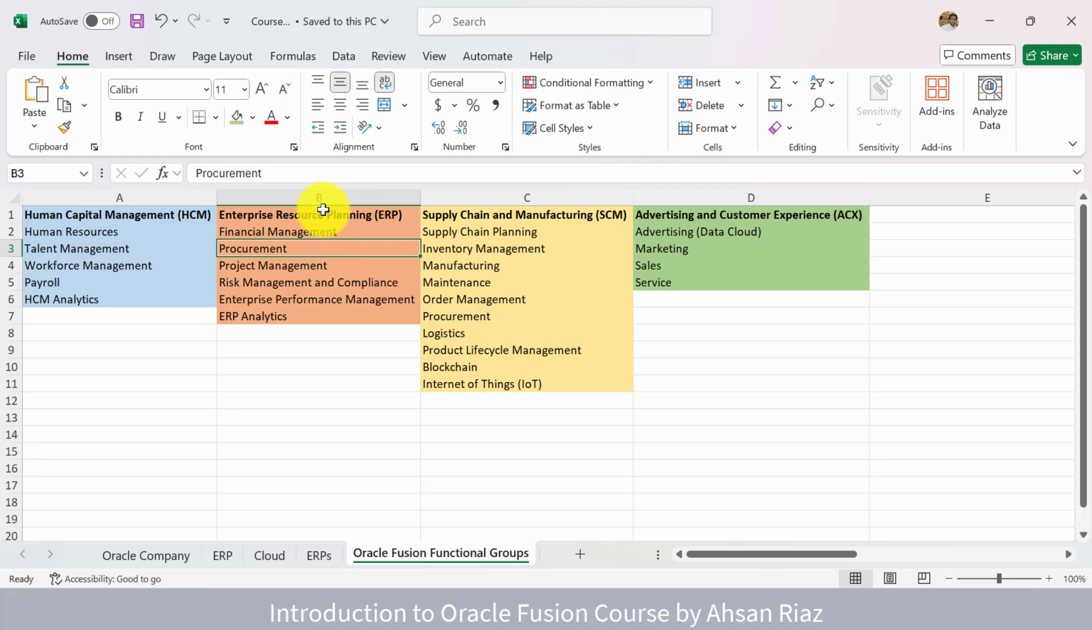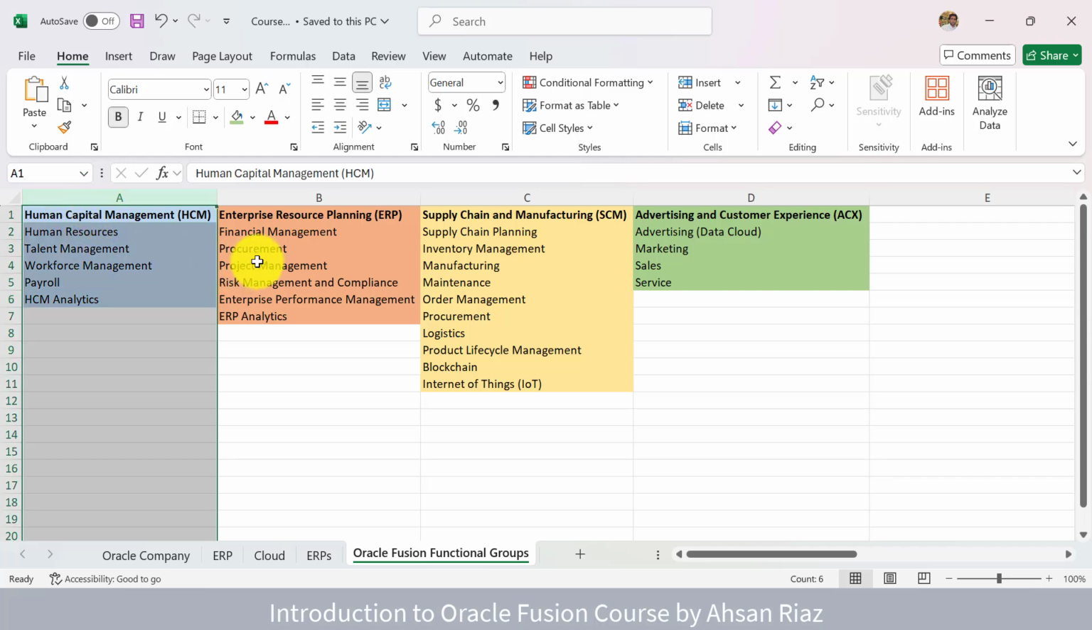Financial management is mostly to do with all the things related to finances. And anything to do with HR, they call it Human Capital Management, from hire to retire, like human resources, talent management, performance management, workforce management, payroll. Analytics means reporting and analytics. So anything to do with the employees, their payrolls, their absence management, resource management, it's called HCM. So this module is Oracle Human Capital Management.